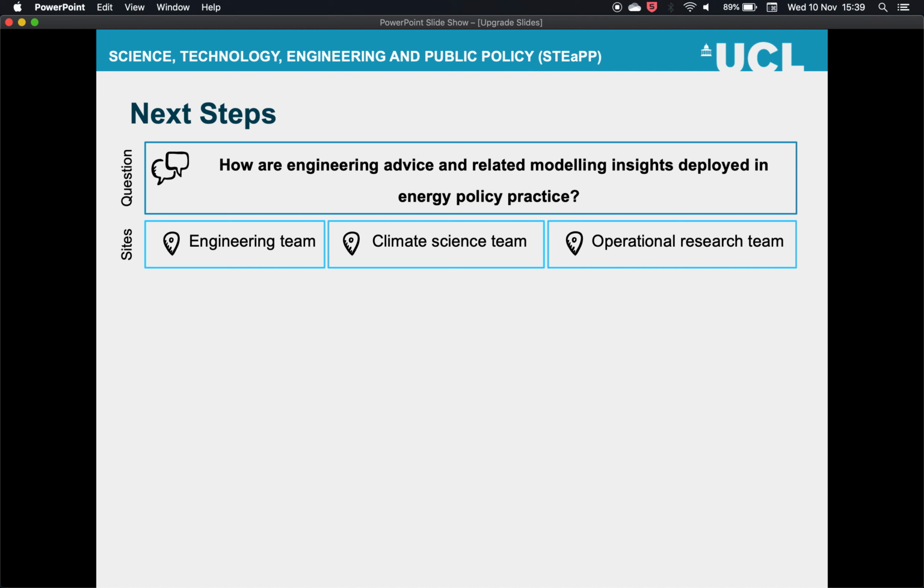operational research team. The climate science team will be really useful because it's going to enable me to look at the difference between engineering and science further. The climate science team sits within the same directorate as the engineering team. It's called SICE, Science and Innovation for Climate and Energy. The science team, because it sits within the same directorate, means it's the same culture, it's the same institutional setup, and I'm going to use the same methods.